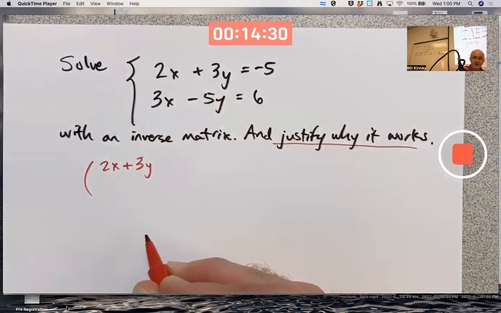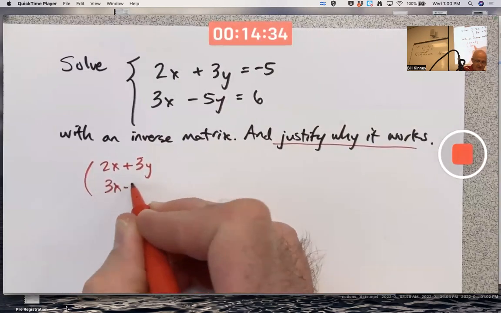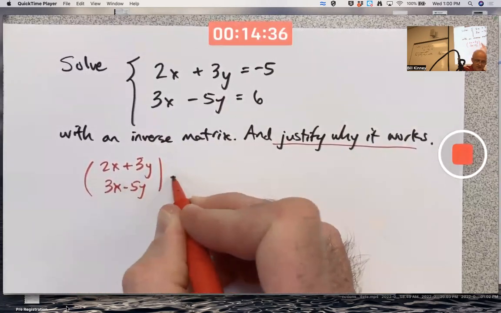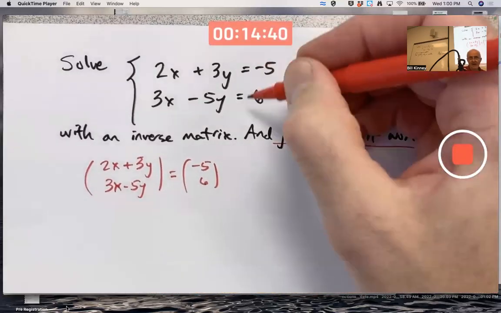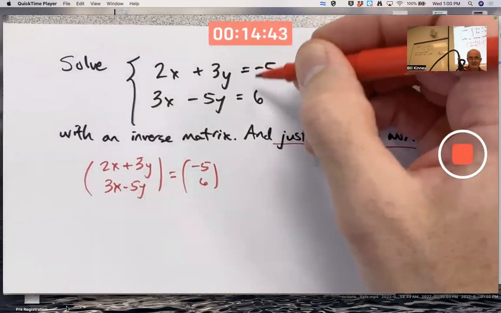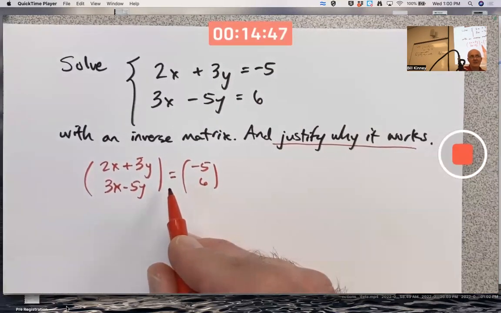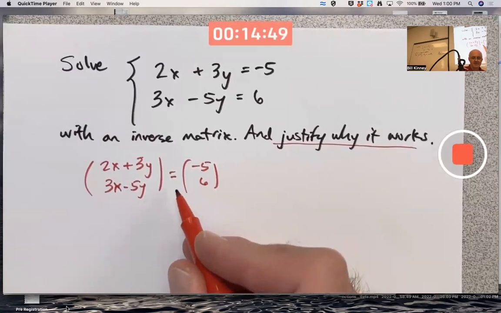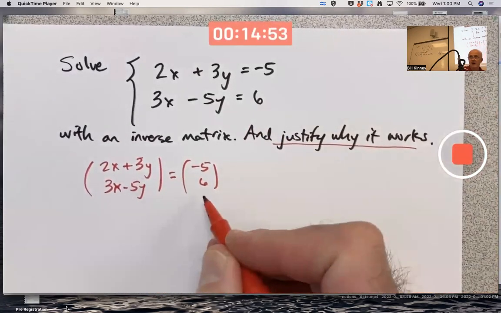The equality of the vector whose components are 2x plus 3y and 3x minus 5y with the vector whose components are negative 5, 6, right? Two equal signs there for the system of scalar equations, just one equal sign here for a single vector equation. These are equivalent to each other. The only way these two vectors are equal is if their components are both equal to each other.